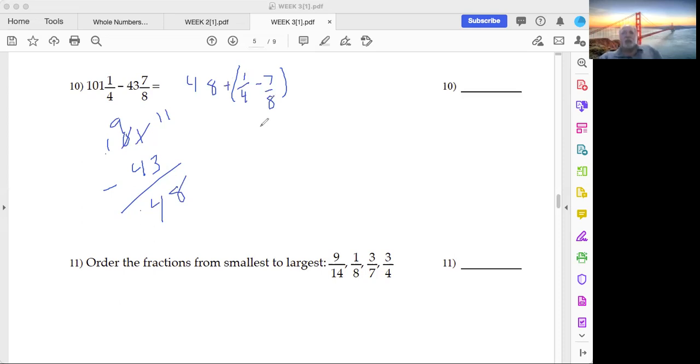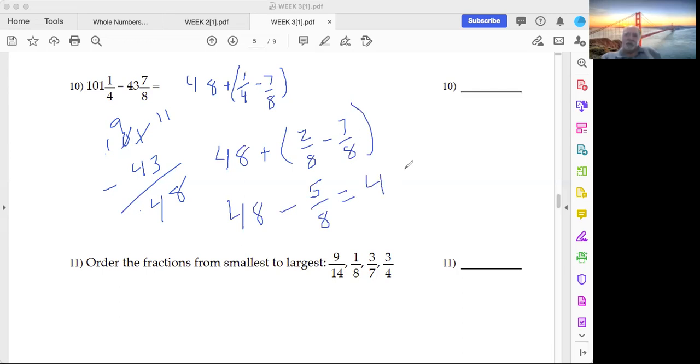All right, so again, we have to have the same denominator to do the subtraction, just like we have to have the same denominator to do the addition. So 1/4 is the same as 2/8. So this becomes 48 plus 2/8 minus 7/8. Okay, 2 minus 7 is negative 5. That becomes 48 minus 5/8, okay? Which is gonna be what? That's gonna be 47 and 3/8. Moving down.